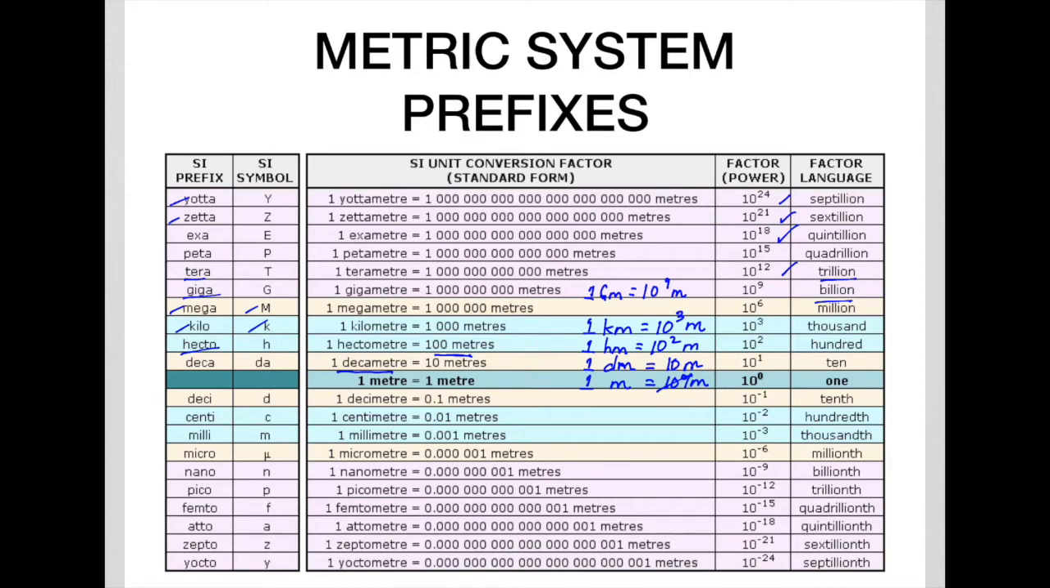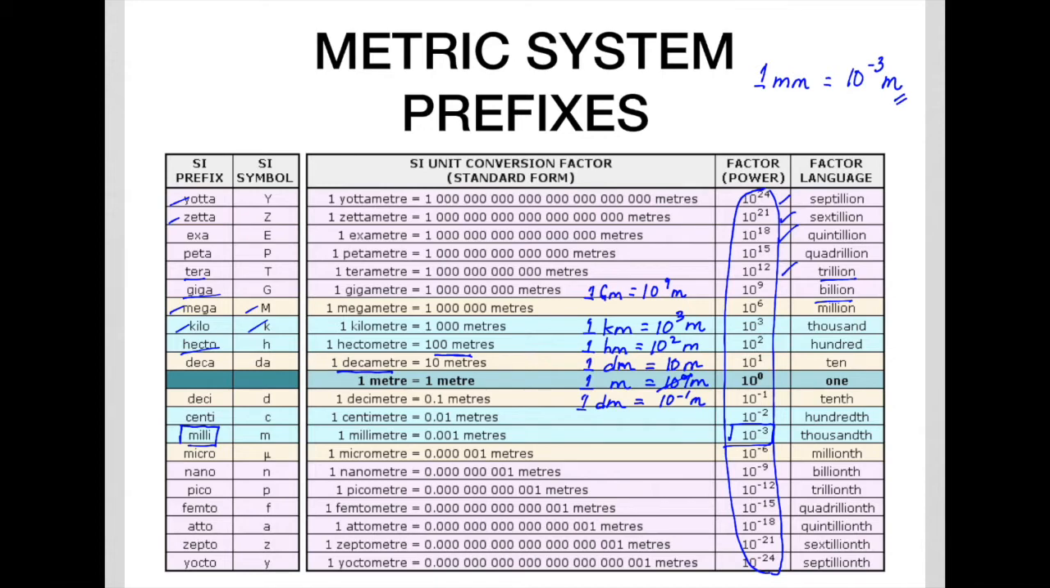Next, how about this decimeter? 1 decimeter is equivalent to 10 raised to negative 1 meter. Take note that this 10 raised to something is always with the base unit. Let's say for example, I have here 1 millimeter. Where is 1 millimeter? This is my 1 millimeter, and that is 10 raised to negative 3. This 10 raised to negative 3 is always with the base unit. My base unit right now is meter.